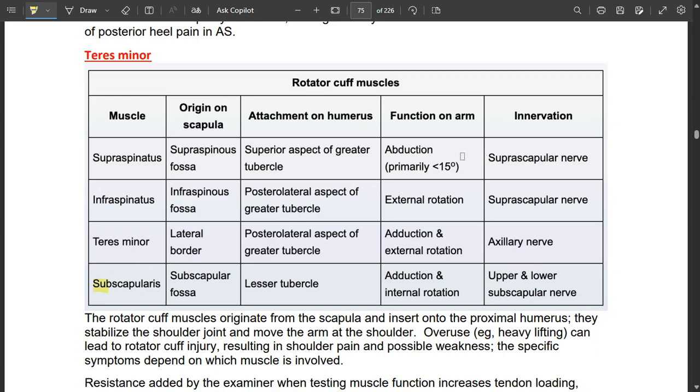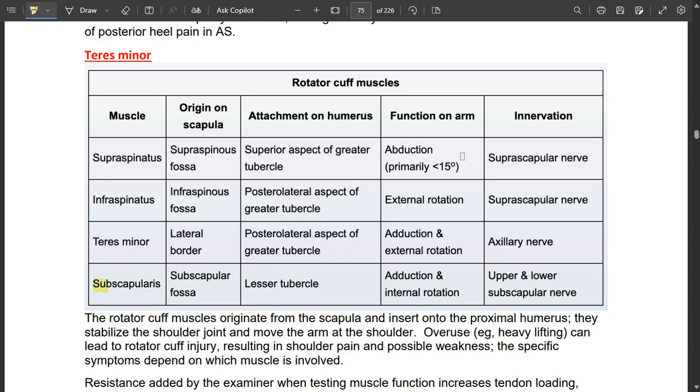Function: supraspinatus helps in abduction, the first 15 degrees, and infraspinatus helps in external rotation, and teres minor helps in adduction and external rotation, and subscapularis helps in adduction and internal rotation.